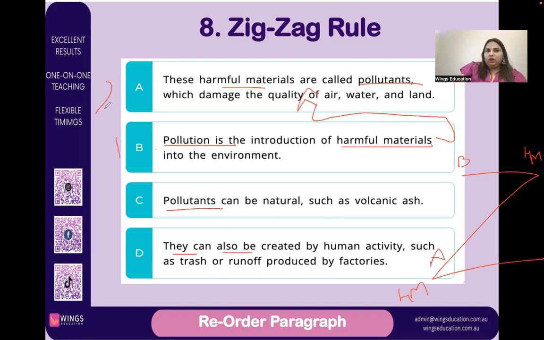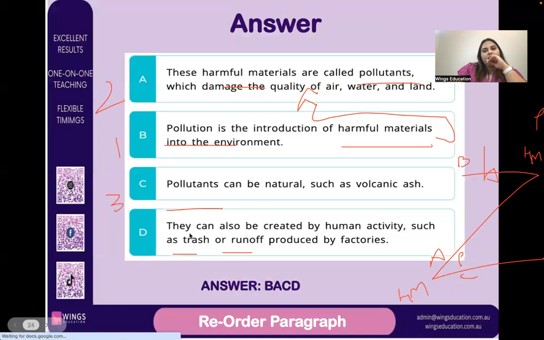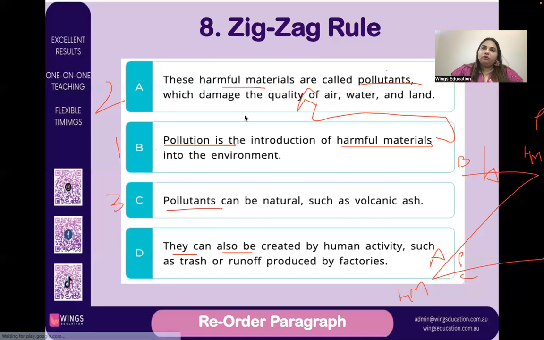So BA. And then pollutants. So pollutants is here. Which statement is that? A. And then pollutants is here in the beginning in C. So after A, C should be there and D is there. So we have our sequence. Let's check if it is like that. Check here, BA, C, D. BA, C, D. Great. Perfect. So that's the zigzag rule. The most favorite one, very easy to solve with this. And there's another example of that if you want to have a look.